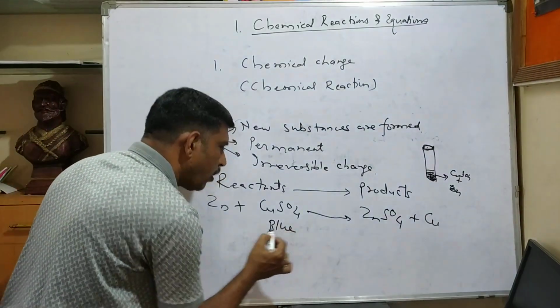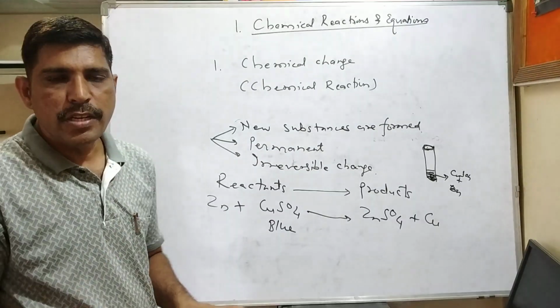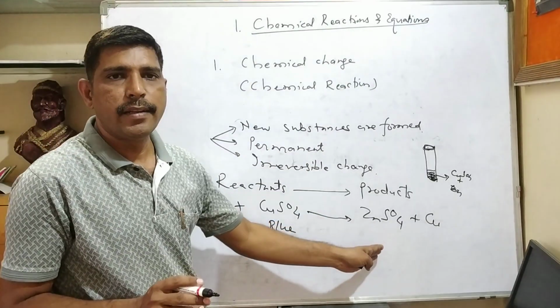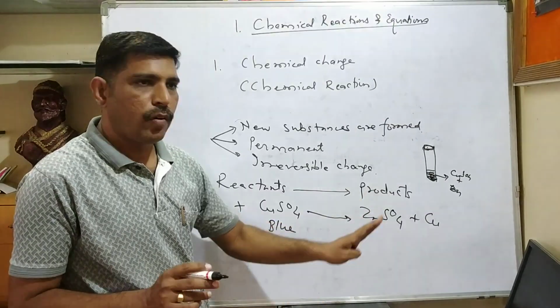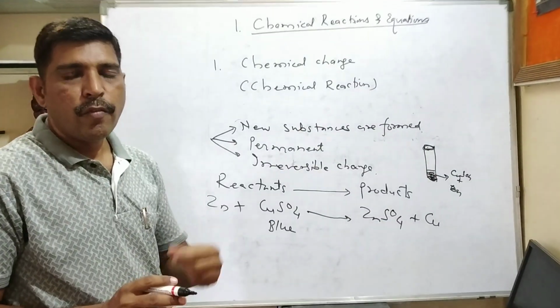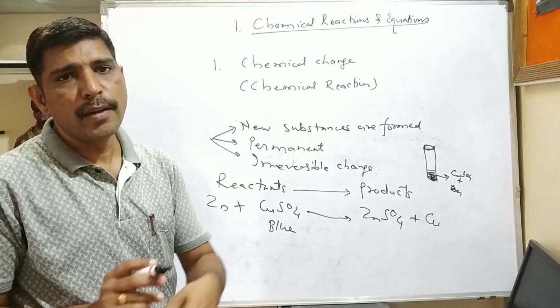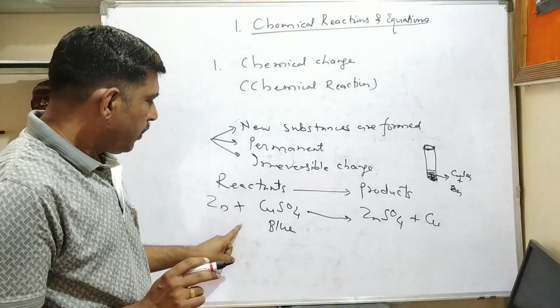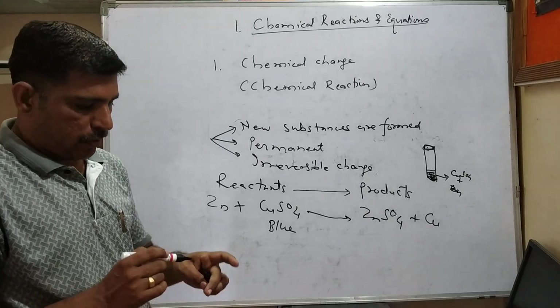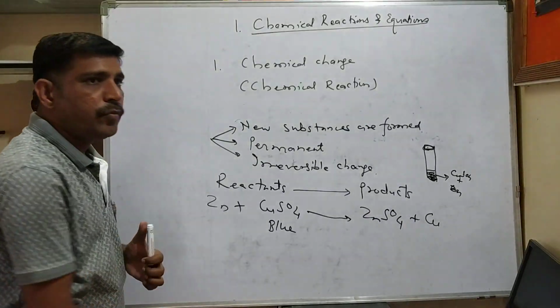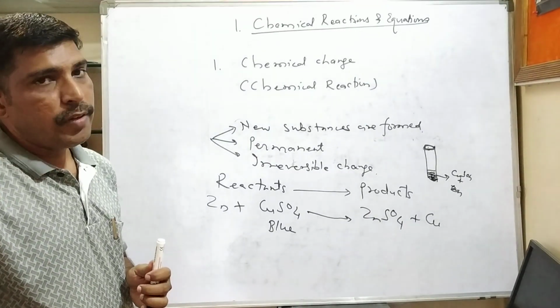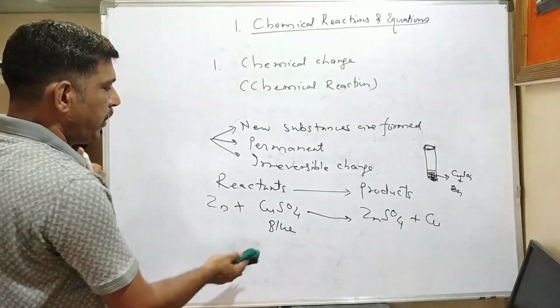So the blue color of the copper sulfate changes, and a colorless material, that is zinc sulfate, is formed, and at the bottom of the test tube we get reddish copper which is deposited. So this is one example of a chemical reaction. Okay. Then let us move toward the next part, which is very important. It is how to balance a chemical reaction.